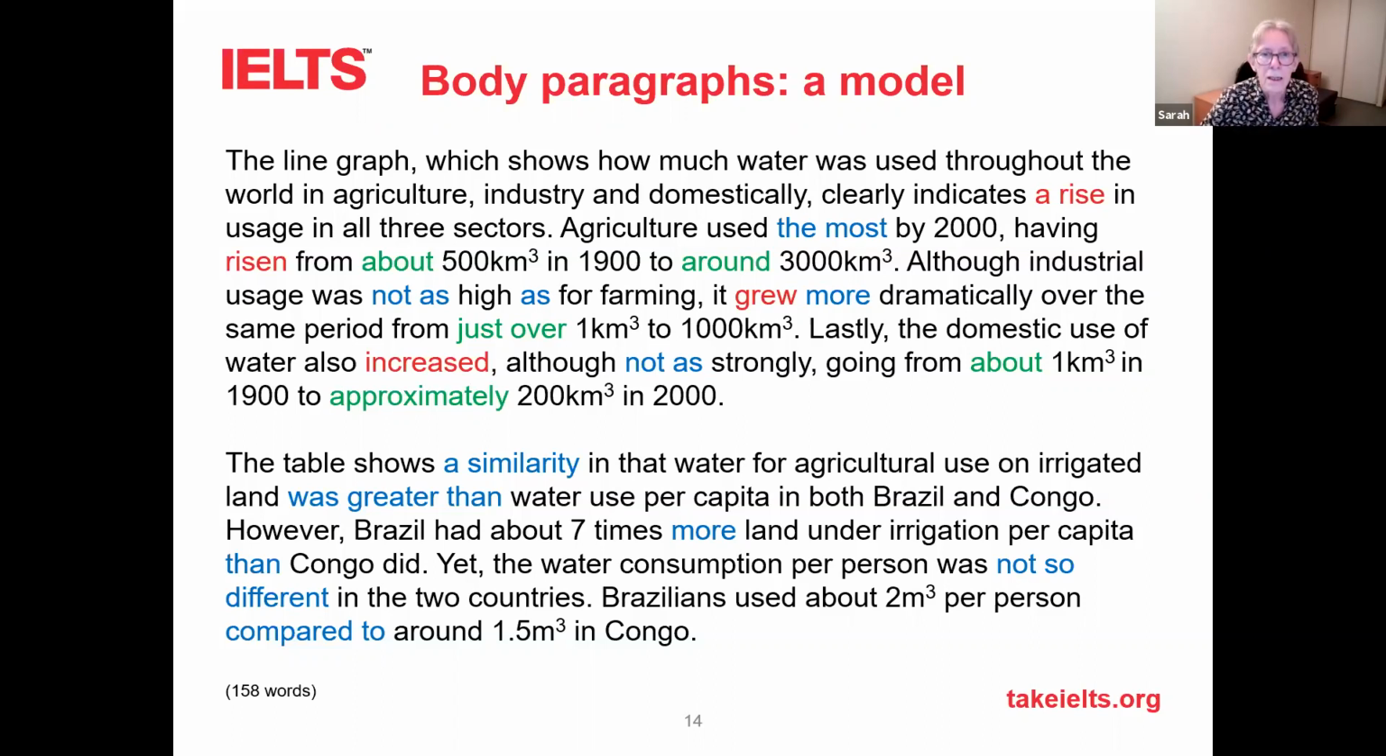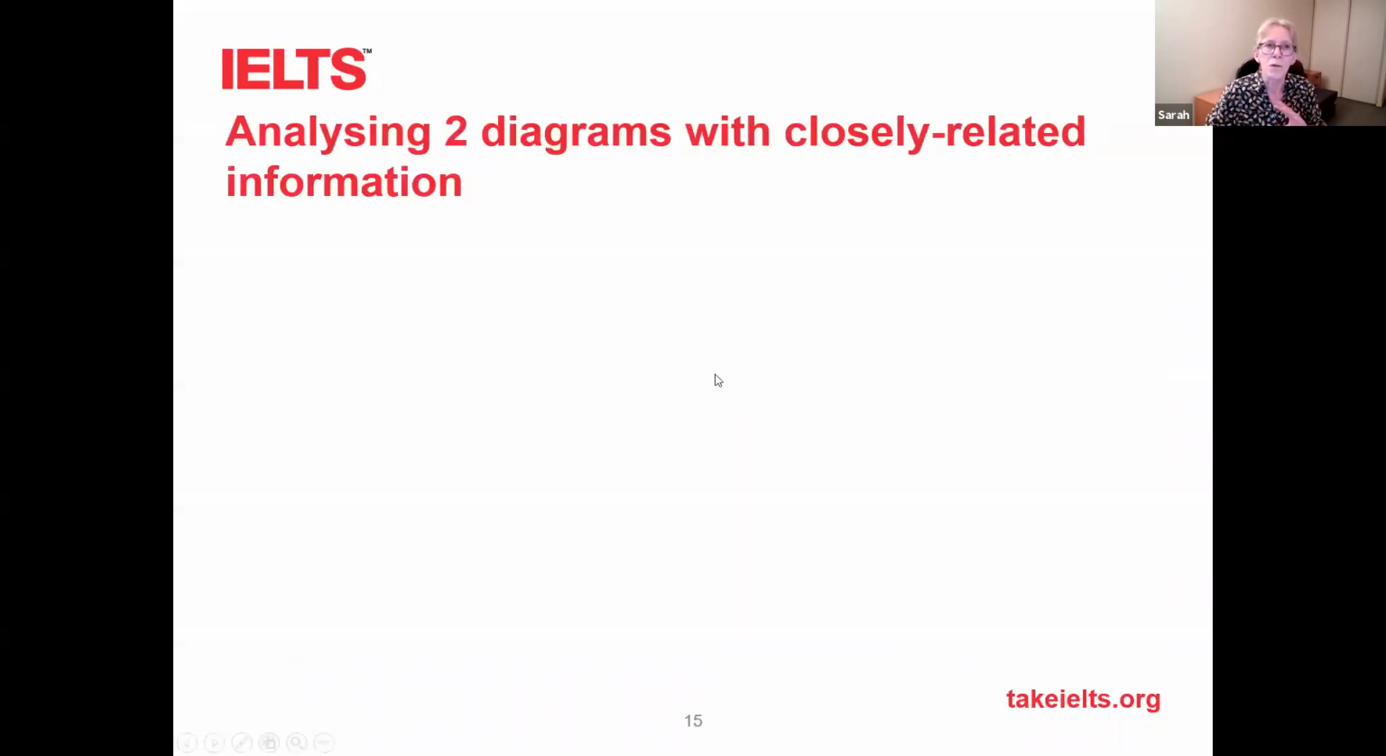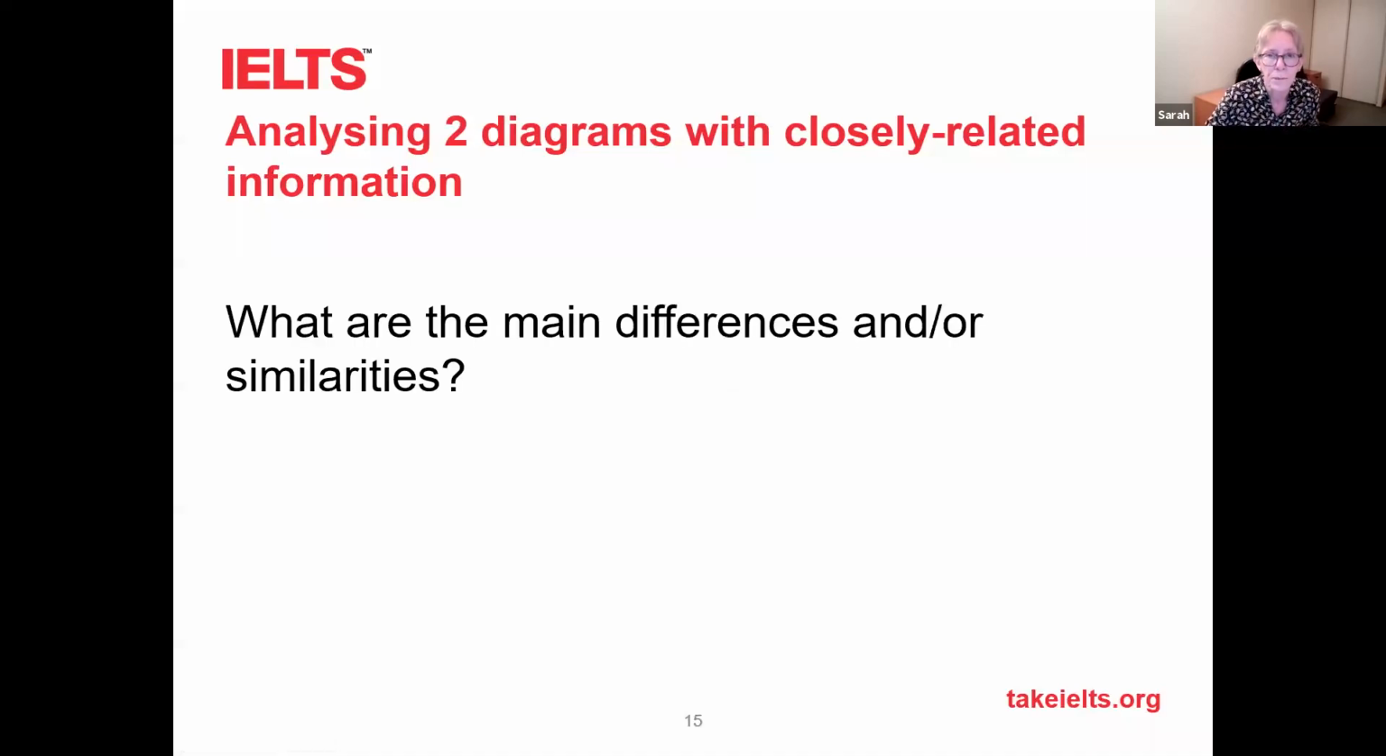Okay, good. So I think that one's relatively straightforward. Let's have a look at the second type, which is, as you remember, the two diagrams with closely related information. And so again, we have to look at them and think about what are the main differences and or similarities.